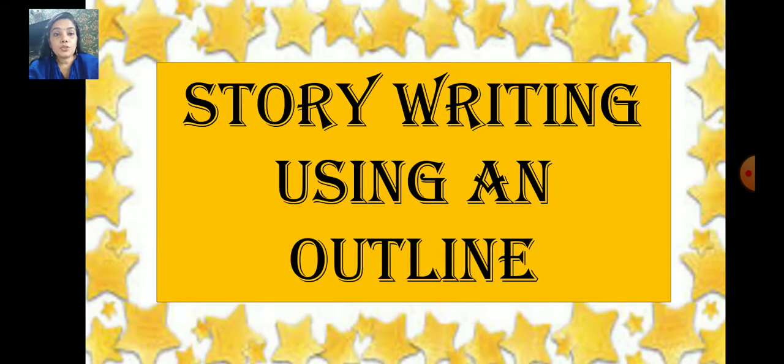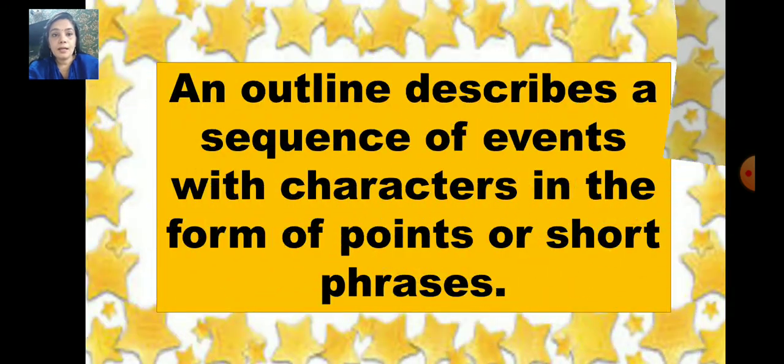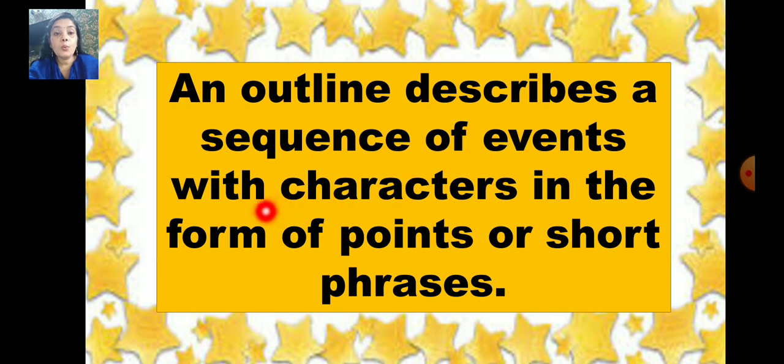Now, story writing using an outline. What is an outline? An outline describes a sequence of events with characters in the form of points or short phrases. So, outline means there will be small sentences along with the characters in the form of points or small phrases. It is a sequence of events.